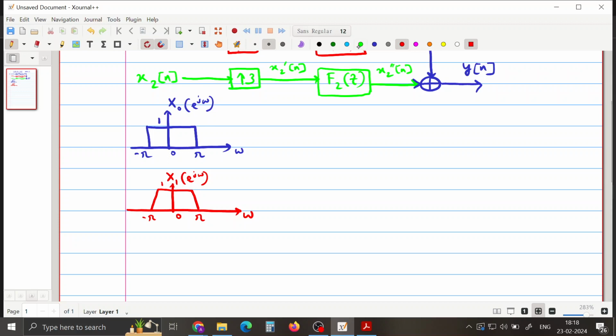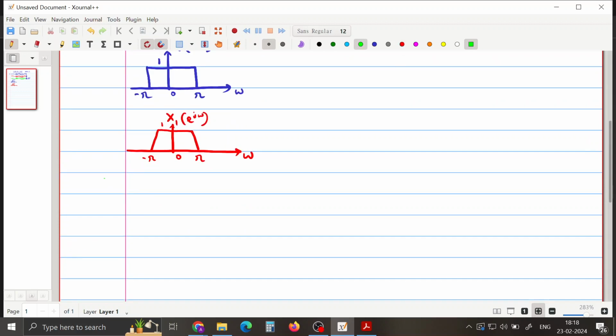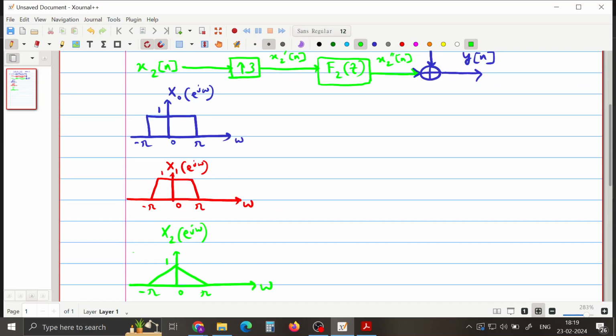And finally the third spectrum, for x2 of e power j omega, it looks like a triangular function. So it is also limited from minus pi to pi, and the peak is at 1, and this is how it looks. So these are the three spectrums, just a rough sketch of these three.